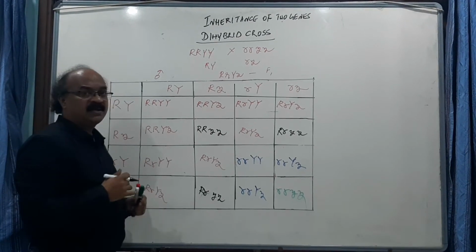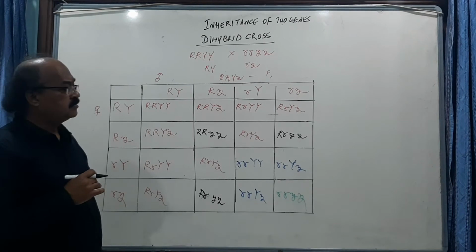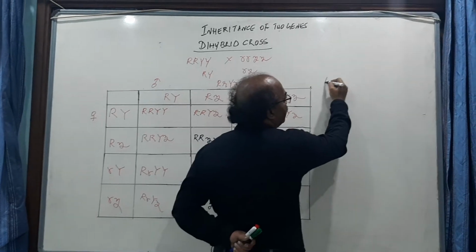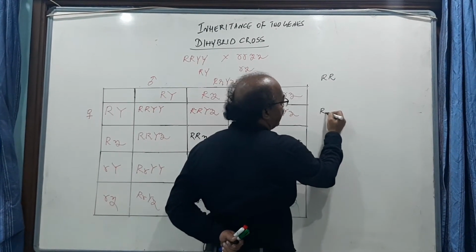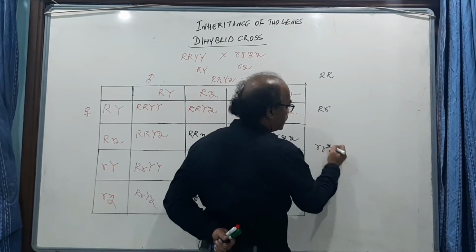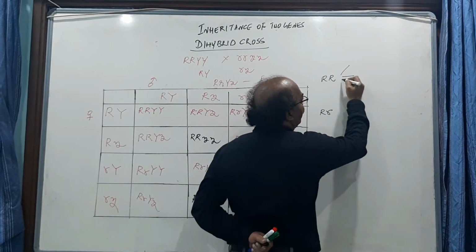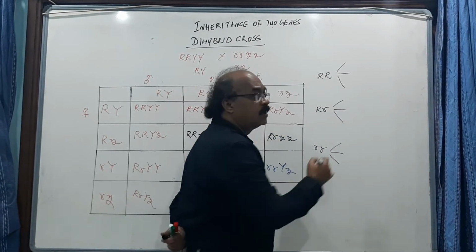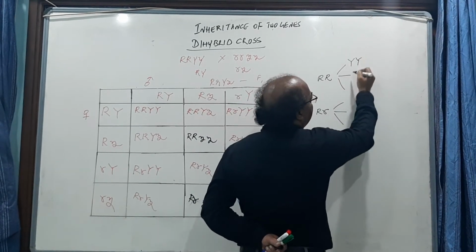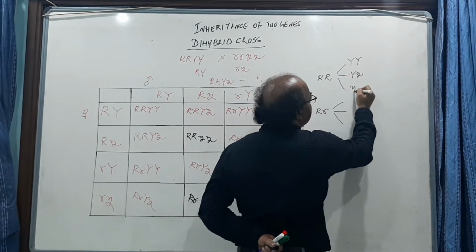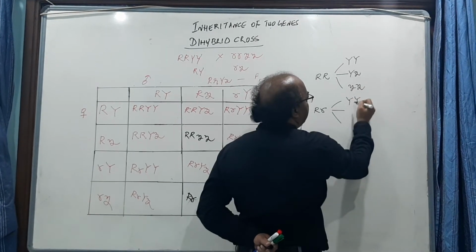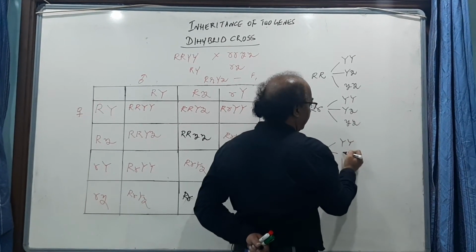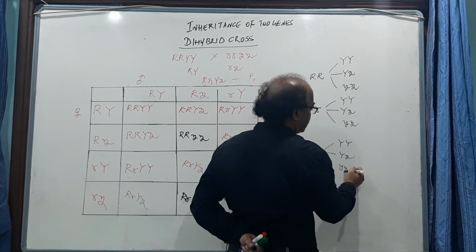The same presentation in a precise manner we can present. You see this? Capital R, capital R, capital R, small r, small r, small r. Capital Y, capital Y, capital Y, small y, small y, small y.